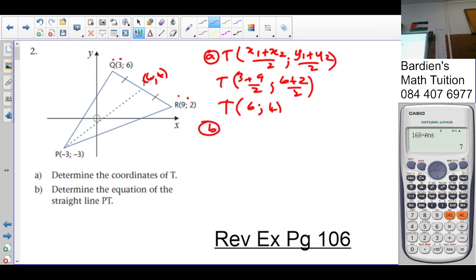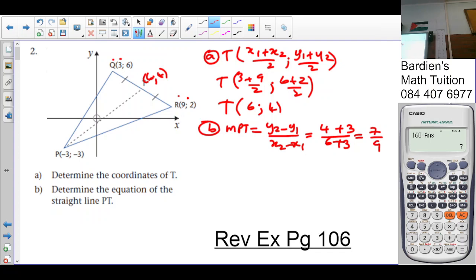That wasn't the question, B was the issue. Determine the equation of the straight line PT. Now remember we got the coordinates of P now, T. So to work out the gradient of PT, I use the formula y2 minus y1 over x2 minus x1. So you make this x1, y1, x2, y2, so it's going to be 4 minus 3 over 6 minus 3. That gives me 7 over 9.